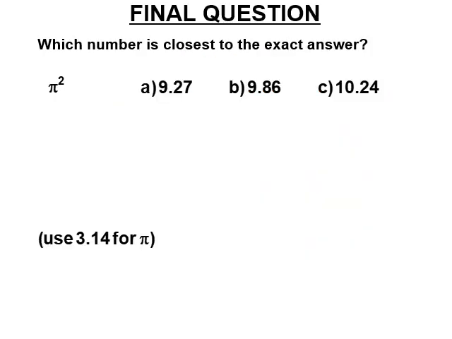All right, final question. Pi is 3.14. So to see what pi squared was, you would multiply that times that, and you would get one of those answers.